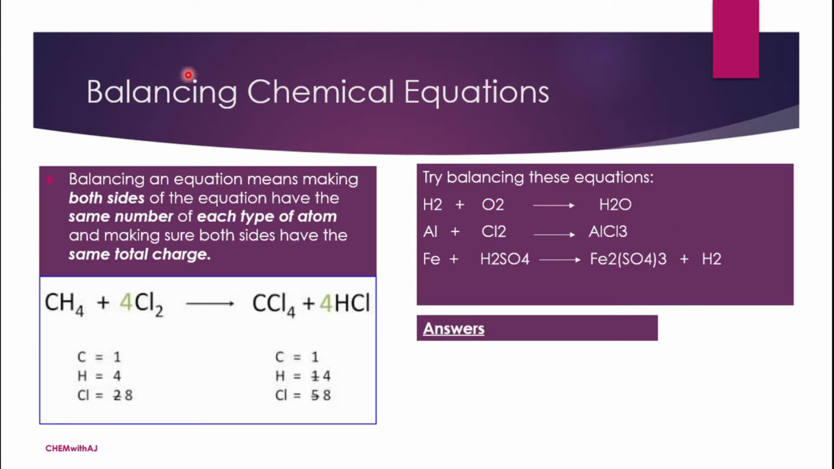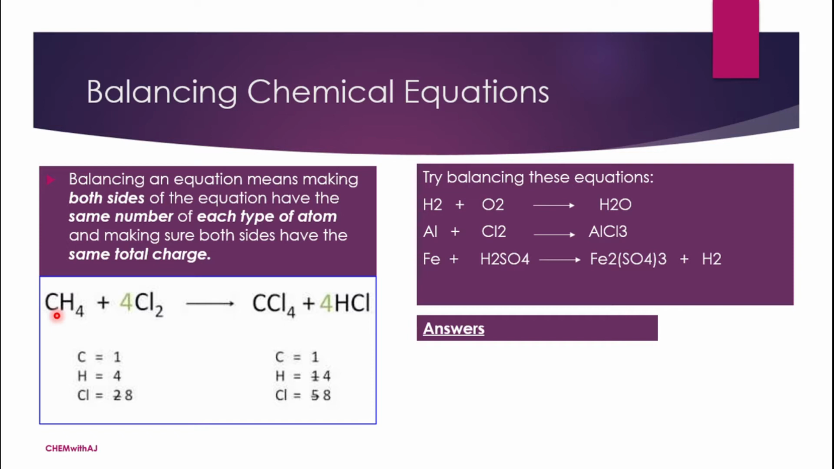Next we have to be able to balance chemical equations. This is a very basic thing, but we have to get it right. And so how do we balance an equation? Balancing an equation means making both sides of the equation have the same number of each atom, and also making sure that both sides have the same final charge.